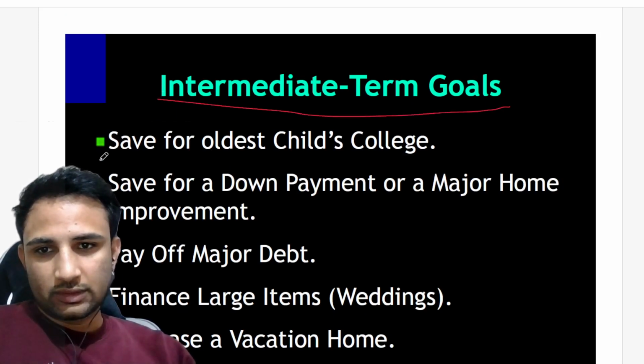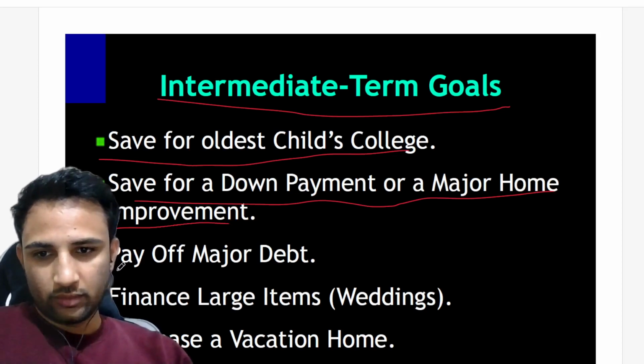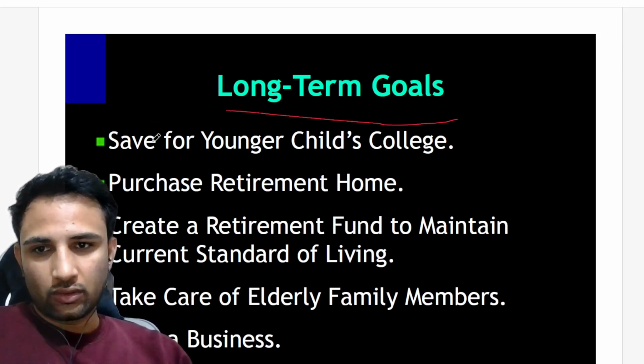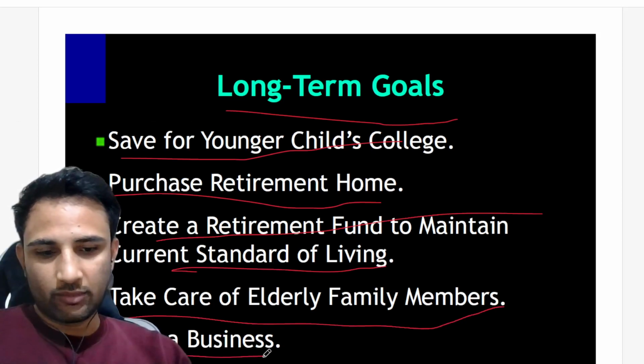Intermediate-term goals: save for oldest child's college, save for a down payment or a major home improvement, pay off major debt, finance large items, weddings, purchase a vacation home. Long-term goals include saving for younger child's college, purchasing a retirement home, creating a retirement fund to maintain current standard of living, taking care of elderly family members, and starting a business.